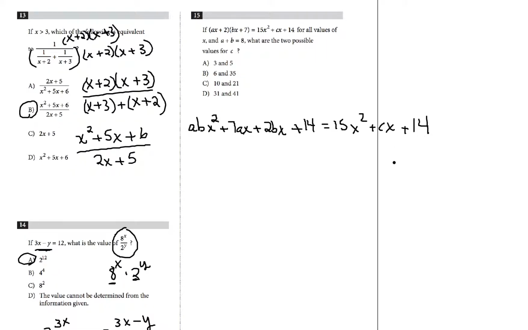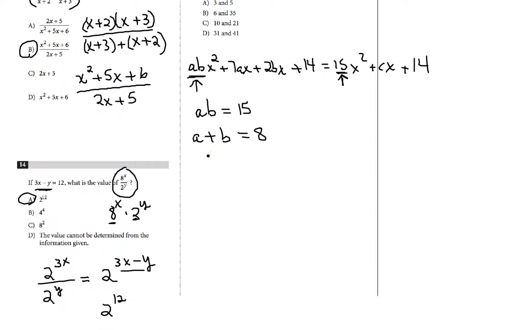You're wondering, okay, nothing really helped me there, but I do want to show you something. A times B is equal to 15. That's kind of important if you're looking at both sides of the equation. What's the coefficient of the x squared term? It's 15. So A times B has to be 15. They give us that A plus B equals 8.